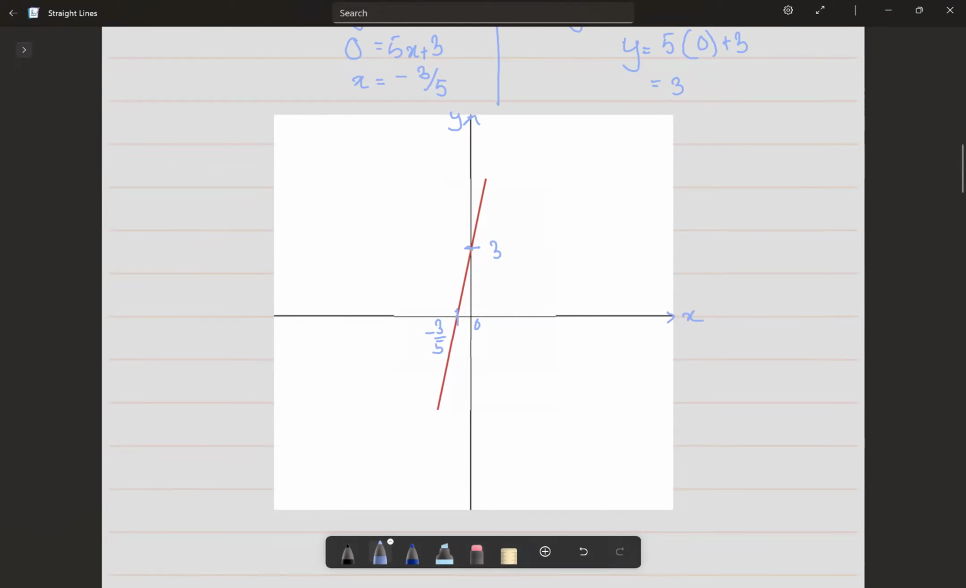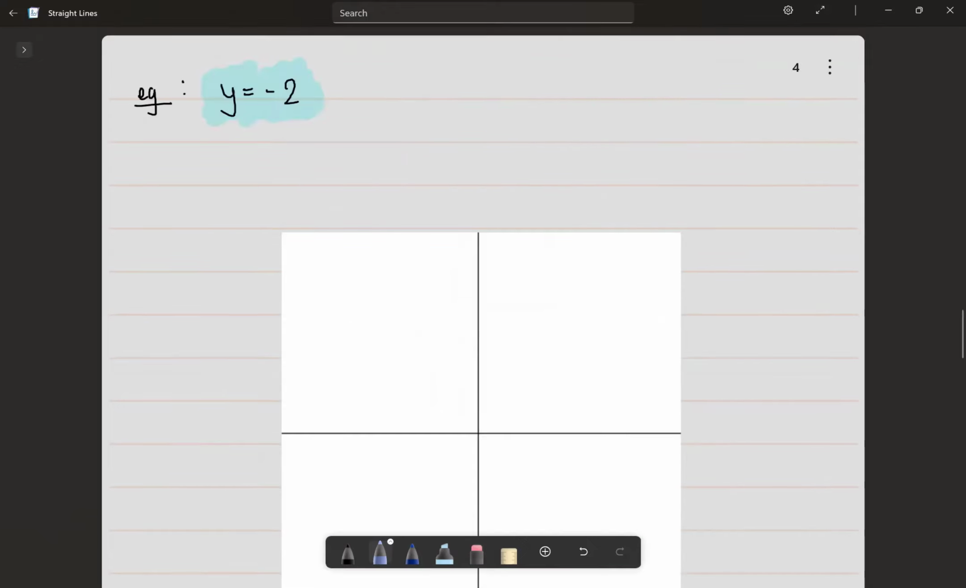If we want to draw another graph of, let's say, y is equals to minus 2, how are we going to draw this graph? If we compare this with the general equation y is equals to mx plus c, we see that the value of m here is 0. So we understand that it should be a horizontal line.